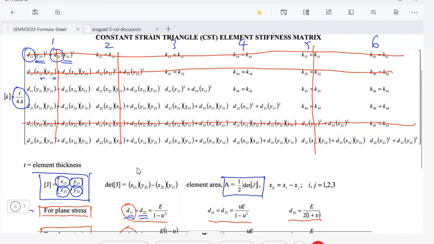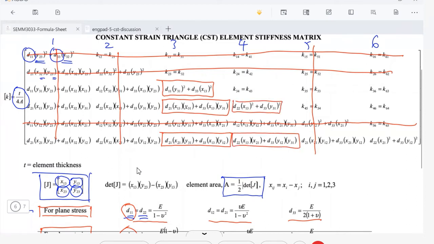So what we need to do here is we need to find this, this, and this, and this, and this, and this one. Because the rest are the same, symmetrical. Okay? So this will be symmetric with this one. Okay, 3, 6 is equal to 6, 3. Okay, this equal to this.